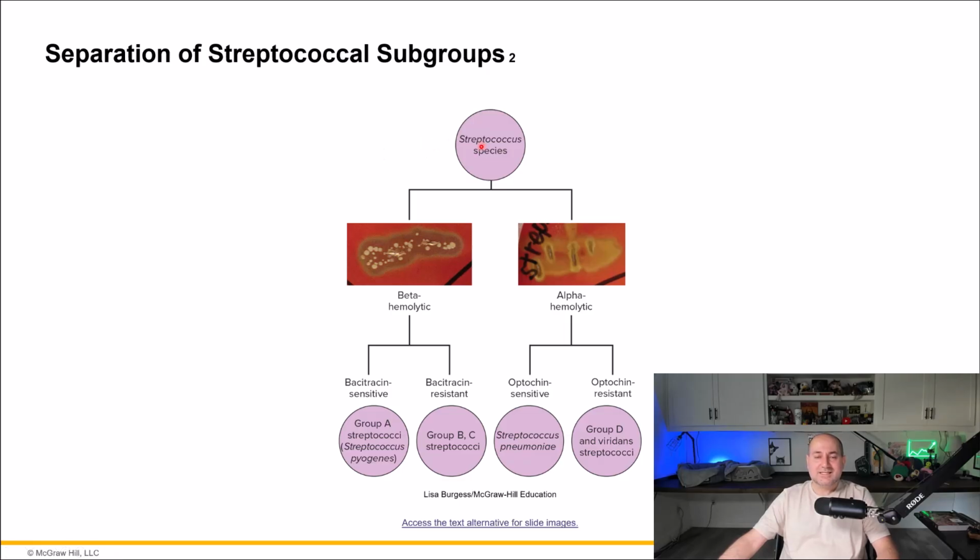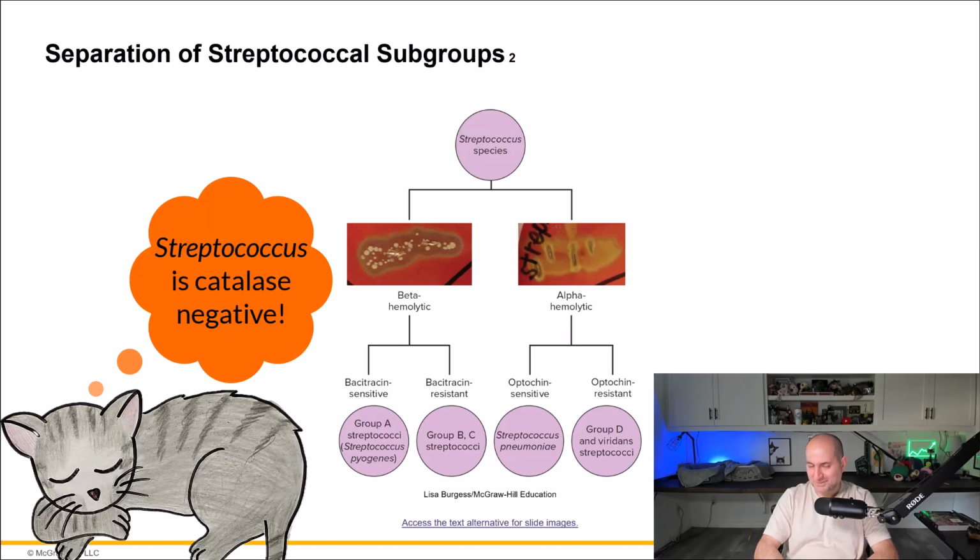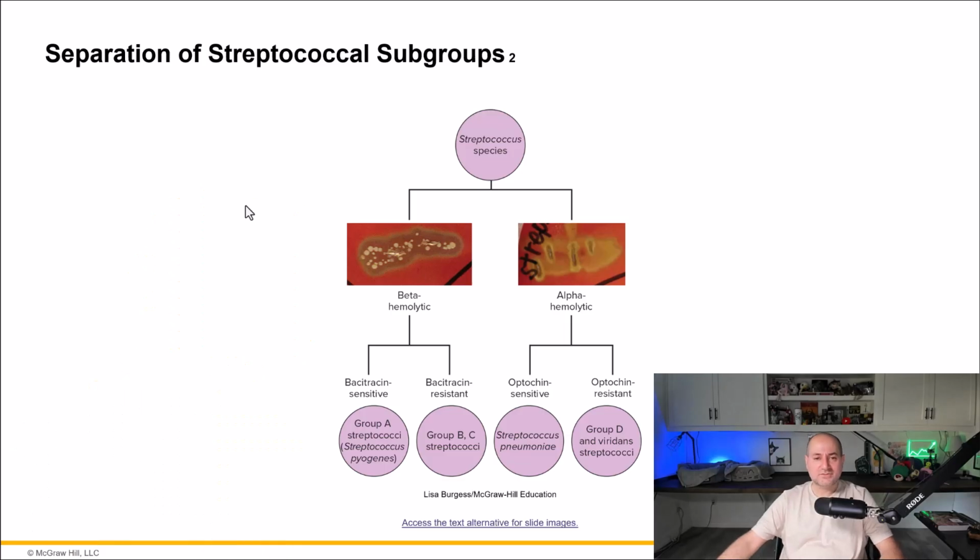You would do a catalase test, and let me see if you could beat Wicket. Should it be catalase positive or catalase negative? That's right, Wicket. Streptococci are catalase negative, gram positives. If it's beta hemolytic, you would also do a bacitracin test. If it's alpha hemolytic, you would do an optochin test, and you would test to see which species you have. That's the way you would identify the strep species in a lab.